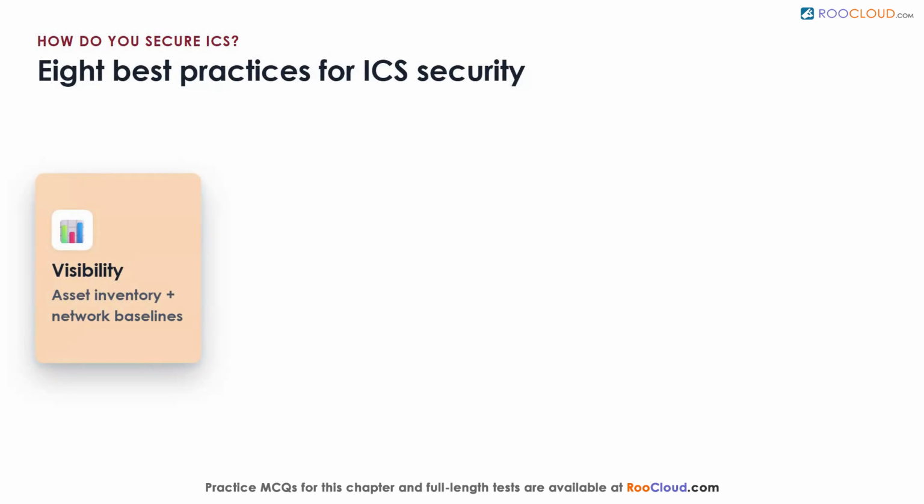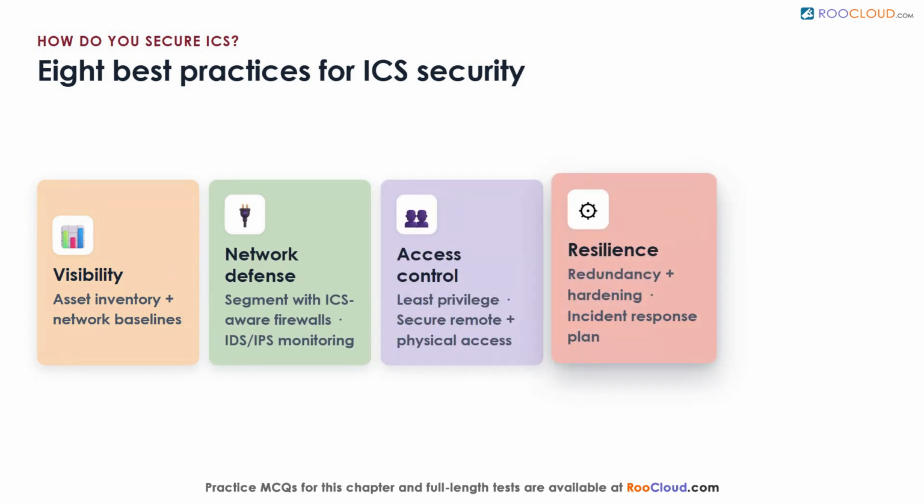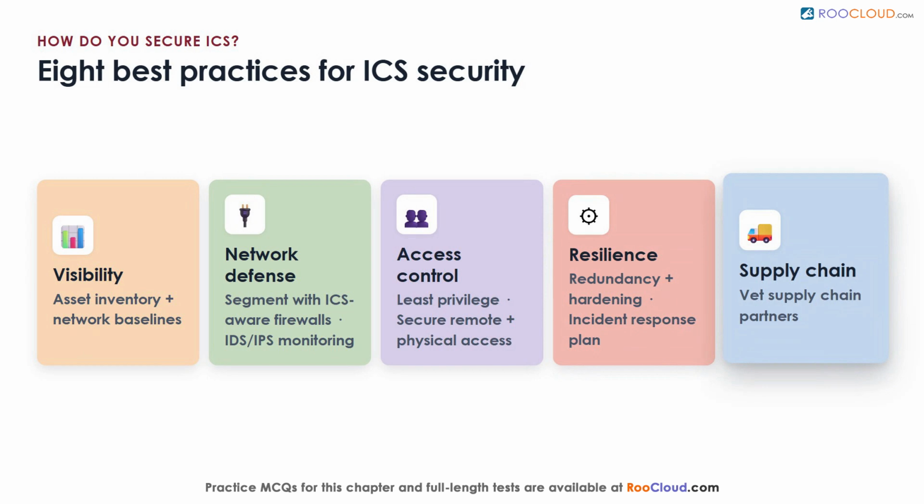So how do you secure them? Build an asset inventory and monitor network baselines. Segment the network with firewalls that understand these protocols. Enforce least privilege, even where access controls are rare. Deploy intrusion detection and prevention. Secure both remote and physical access. Build in redundancy for the most critical components. Harden the systems and have an incident response plan ready. And check the security of every vendor in your supply chain.